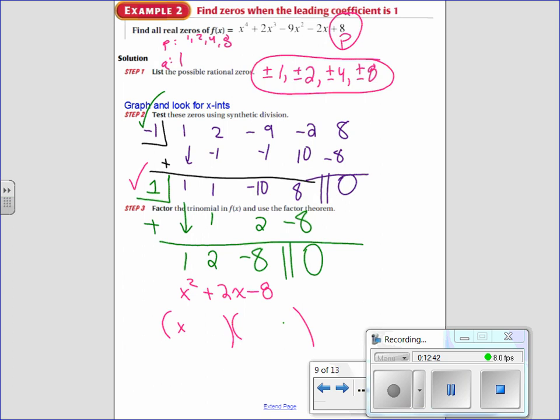Yep, Aaron's right. +4 and -2. Which means the solution to this first binomial is -4, and the solution to the next binomial is 2. Now you don't want to forget that we have already actually verified the 2 other solutions. 1 is a solution from here, and -1 is a solution from up at the top.